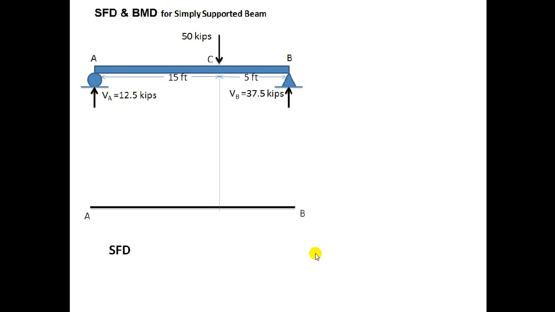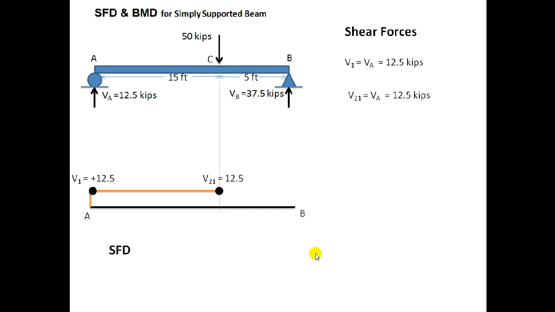Now we will draw the SFD, shear force diagram. This is my V1. Shearing force at point A is equal to the reaction at point A. This is positive. And shear force at point C is the same as shear force at point A, because there is no shear changing between A and C. And at point C the shear force will be 37.5.